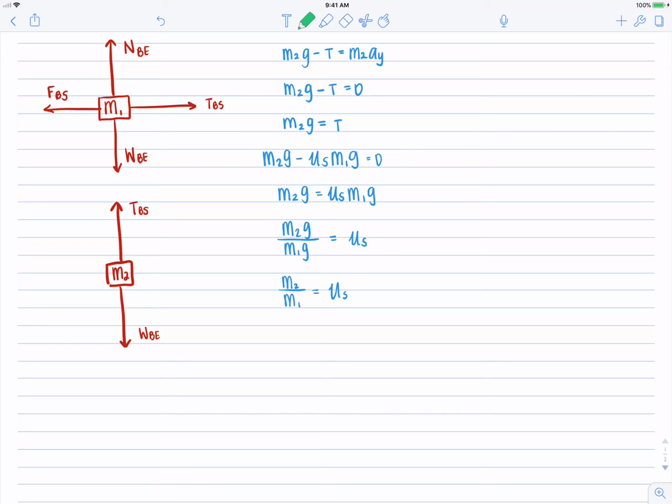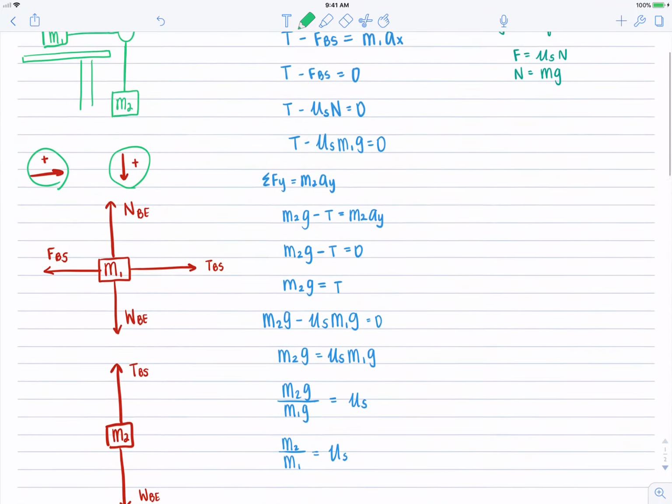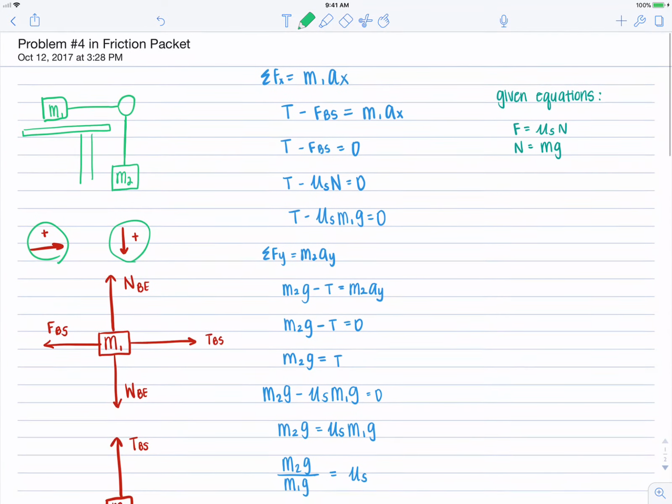So the problem is asking us to determine the minimum value of mu sub s, or find the minimum static frictional force. Let's start with mass sub 1.